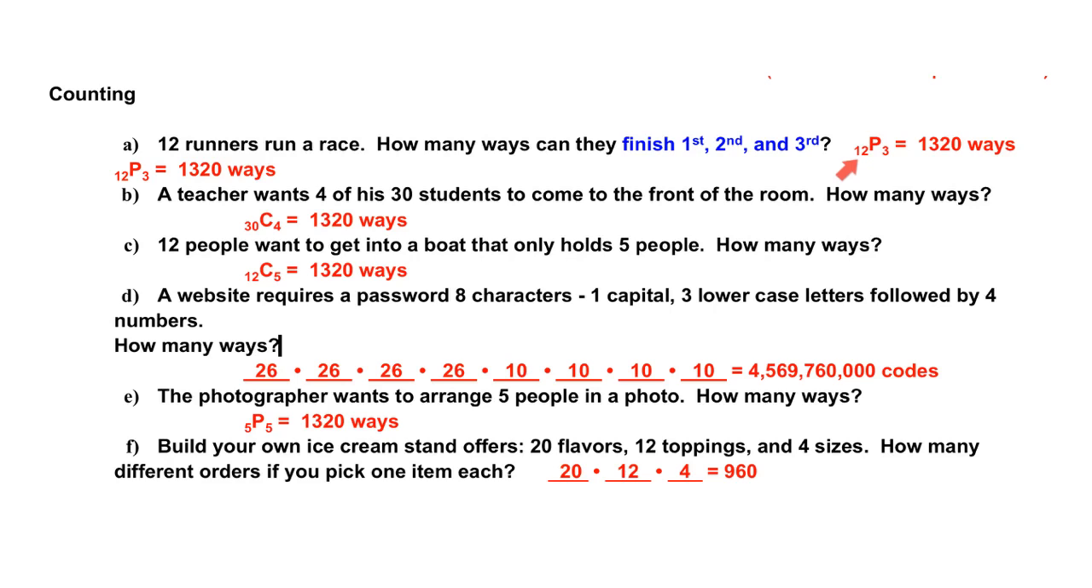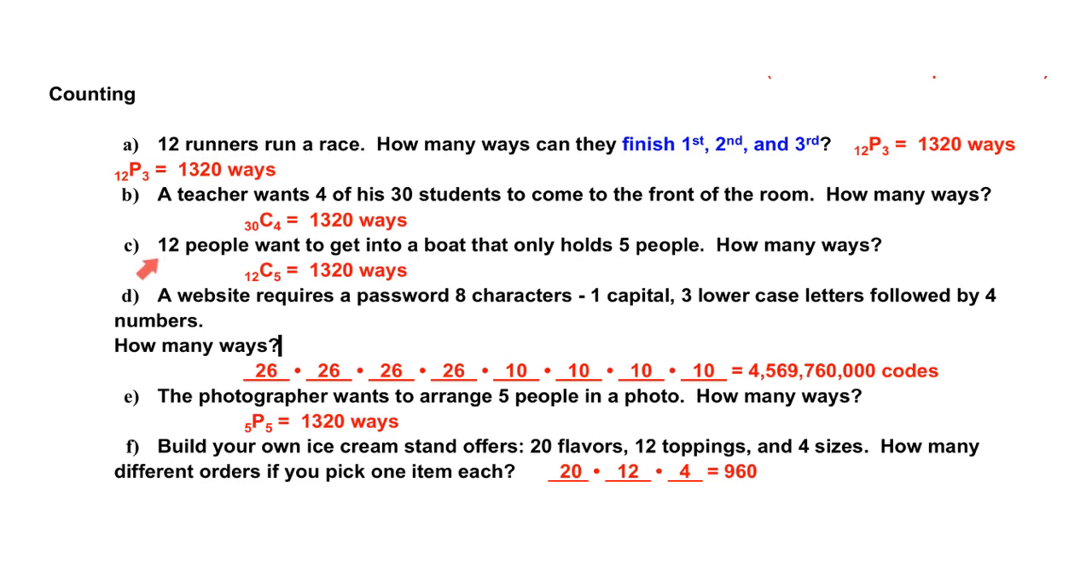The calculation then will be 12P3. 12 is the total number of runners that you're working with, and the group size that you're picking is 3. And when you're placing them, it's a permutation. Next, if a teacher wants 4 of his 30 students to come to the front of the room, basically as a group, and you're not doing anything special with them, that's just a combination. So you do 30C4 on your calculator.